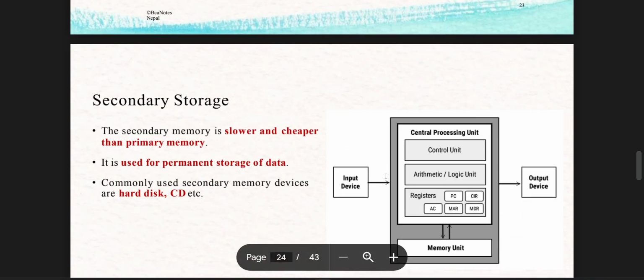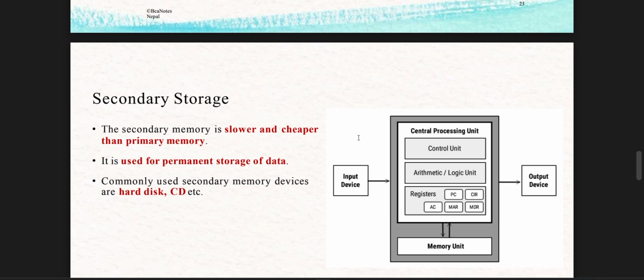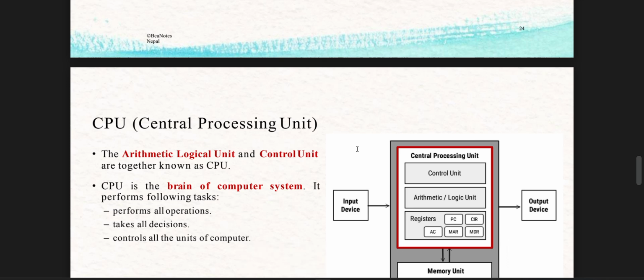Secondary storage is slower and cheaper than the primary memory. It is used for the permanent storage of the data. Commonly used secondary memory devices are the hard disk and the CD. Now the arithmetic logic unit and the control unit together are known as the CPU. CPU is the brain of the computer. It performs the following tasks: performs all the operations, takes all the decisions, controls all the units of the computer.